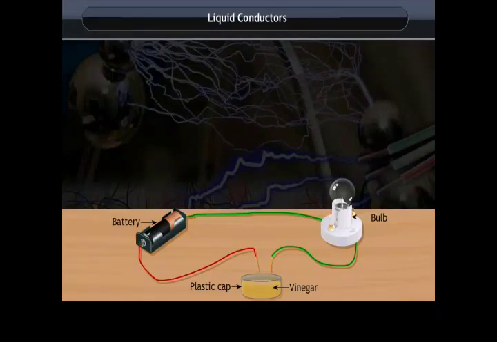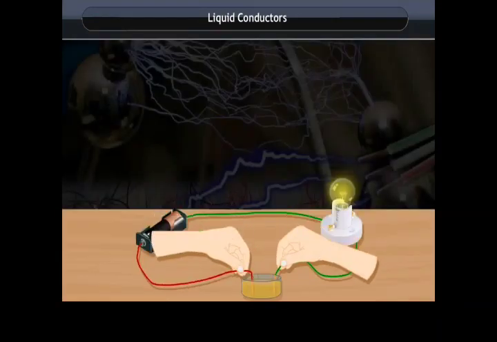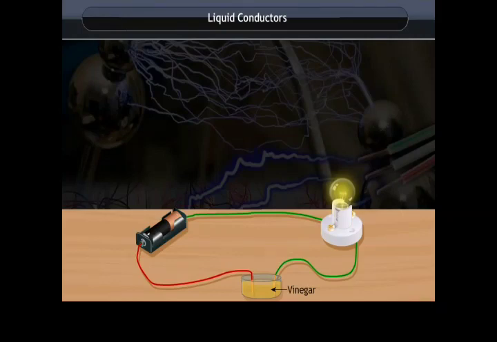Liquid conductors. Let us find out whether liquids can conduct electricity or not with the help of activities. Make an electric circuit as given here. Dip the 2 free ends of the wire in the cap filled with vinegar. While doing so, remember that the free ends neither must be far apart nor touching each other. What do you observe? We observe that the bulb glows.